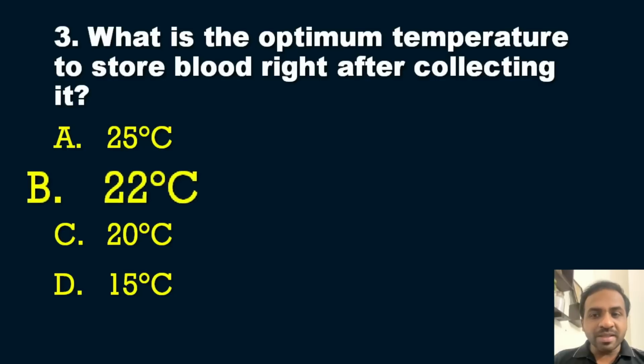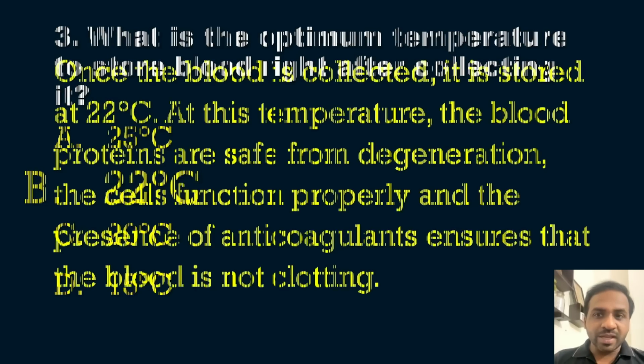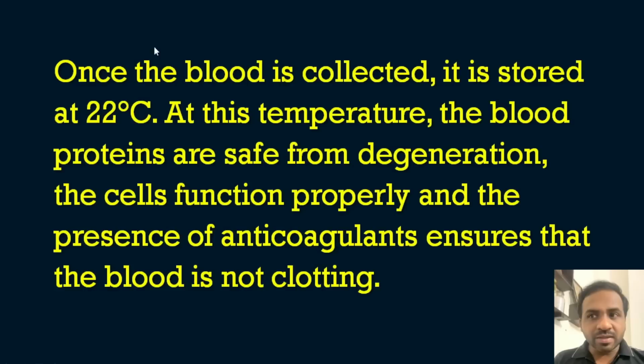The answer is option B, that is 22 degrees Celsius. Why, we will see in the explanation session. Once the blood is collected, it is stored at 22 degrees Celsius. At this temperature, the blood proteins are safe from degeneration and the cells function properly, and the presence of anticoagulants ensures that the blood does not clot. Mainly, cell degeneration won't happen. That is the reason we keep the blood at 22 degrees Celsius after collecting it. That's all regarding that question.